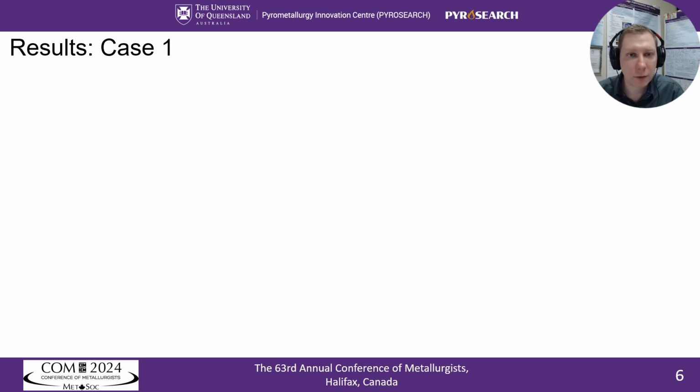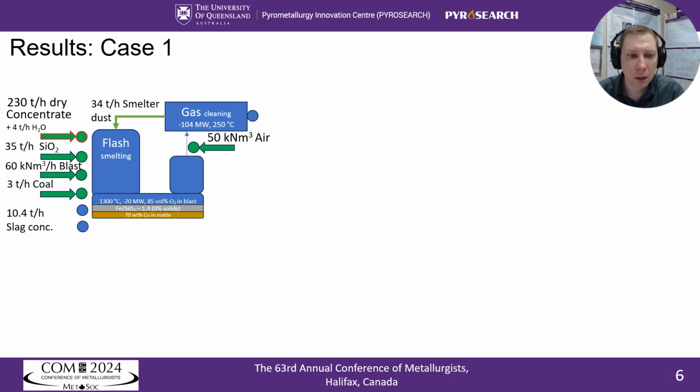So, what are the results for case 1? We have a flash furnace producing a 70% copper matte and a fayalite slag with iron to silica ratio of 1.4 at 1300 degrees Celsius in the reactor zone. This ensures solid-free slag in the settler zone. The amounts of air, oxygen blast, and flux are calculated to achieve these conditions.